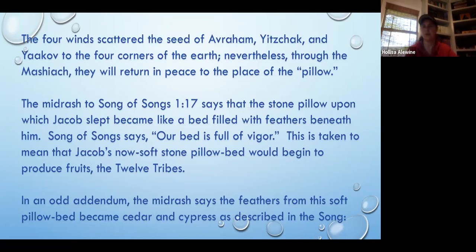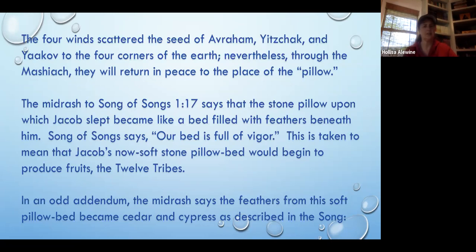That's what Jacob, I'll bring them right back here to your pillow. Jacob, your anointed pillow. I'll bring you back to the place of Mashiach. And if you read the Midrash to the Song of Songs 1:17, and we read that last week, where it talks about the beams and the paneling of cedar and cypress in the house, the Midrash says that the stone pillow that Jacob slept on became like a bed filled with feathers beneath him, which refers to what it says in the Song of Songs, our bed is full of vigor. This is taken to mean that Jacob's soft stone, his feather pillow bed, would begin to produce fruits, the 12 tribes.